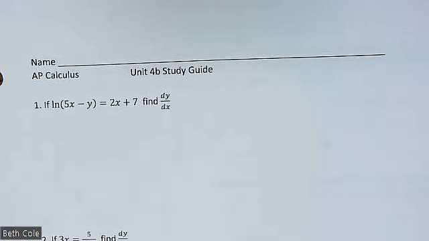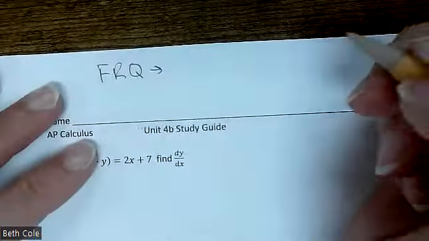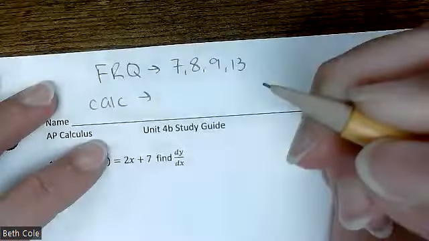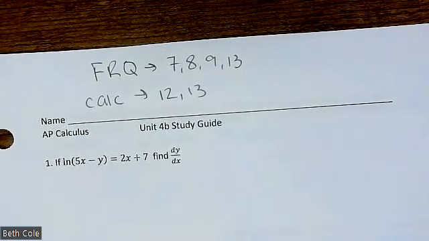So I know I wrote this on the board behind me, but just so that it shows up on the video as well for anyone who's absent and watching this. The free response questions are going to be the ones that match up with 7, 8, 9, and 13. And then the calculator allowed ones are just the last two, 12 and 13. So we'll need a calculator for those, all right, just so that that ended up on the video.